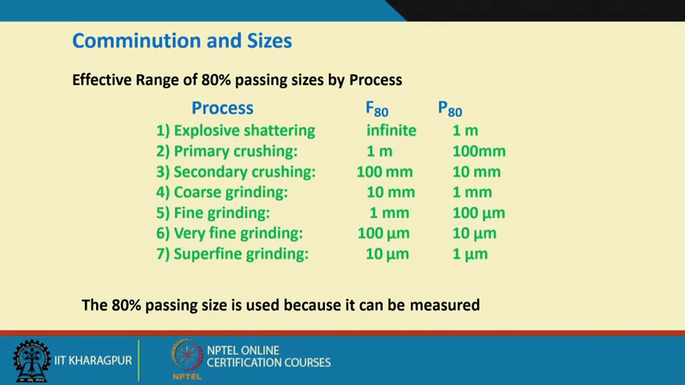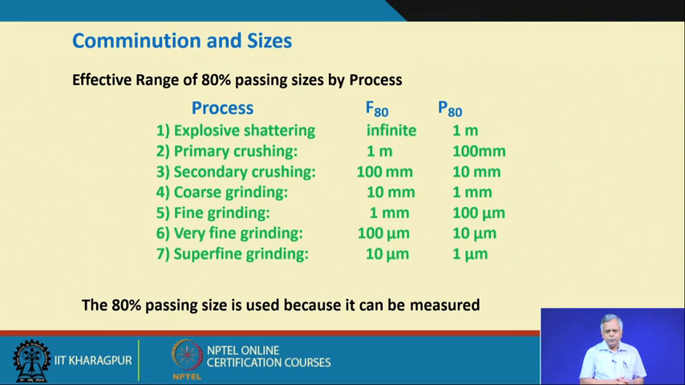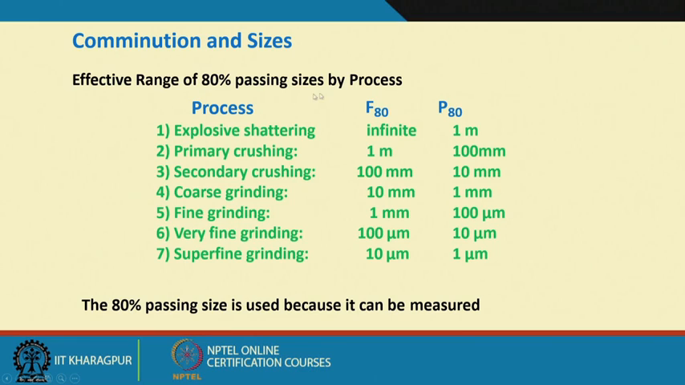Now, if we look at it, we use different terms, or different terminologies, based on the size range of the particle we deal with. That means, what is the feed size and what is the product size we aim for, because we have to reduce it progressively. And we always use the 80% passing size for that process.